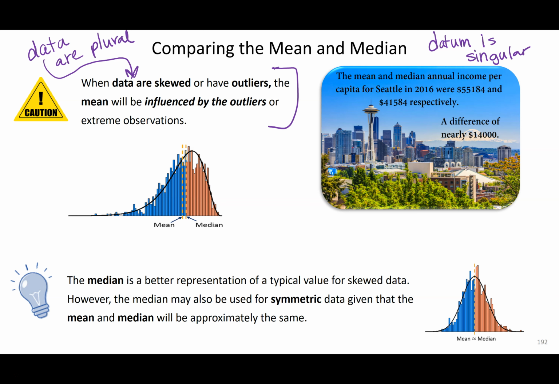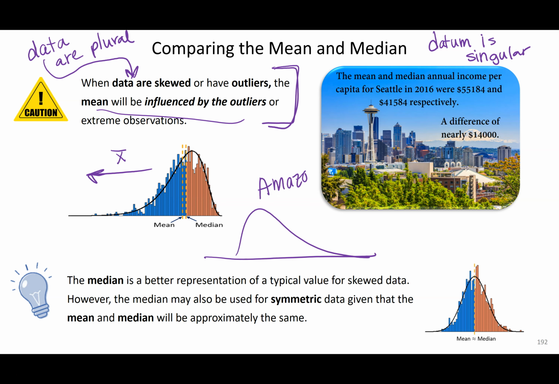So when data are skewed or have outliers, so you have extreme values at one end, the mean is going to be influenced. It's going to be pulled this way. One example I really like to use is, suppose you're using Amazon employee pay, what people are paid, salary. That's the word.